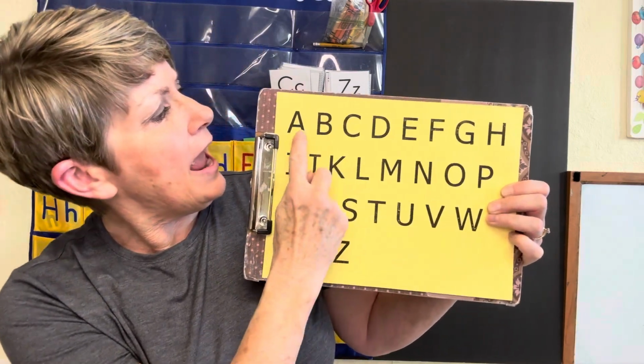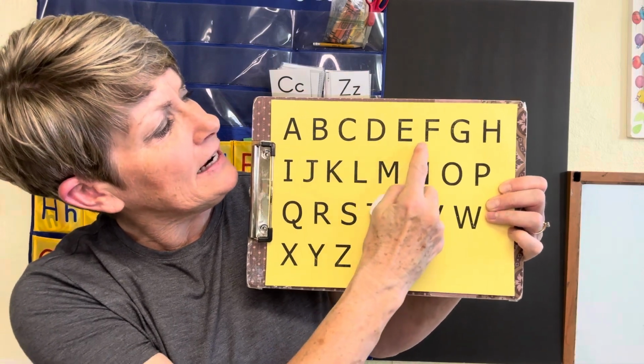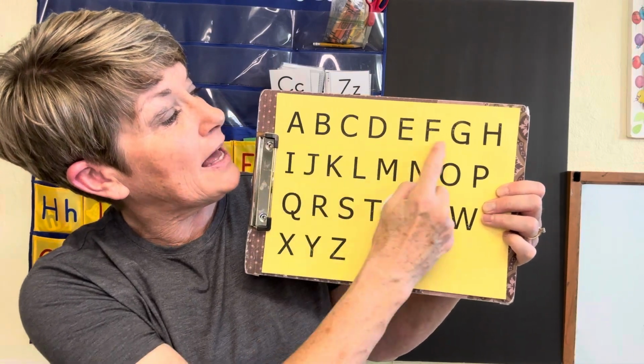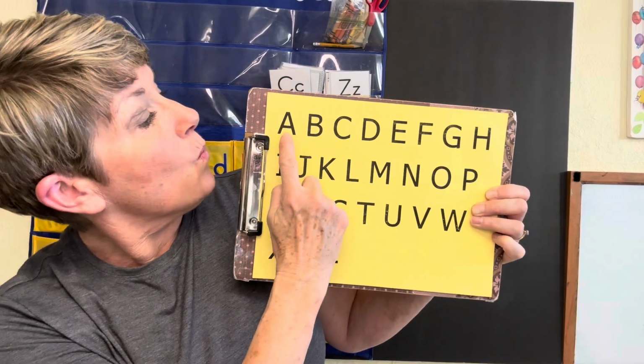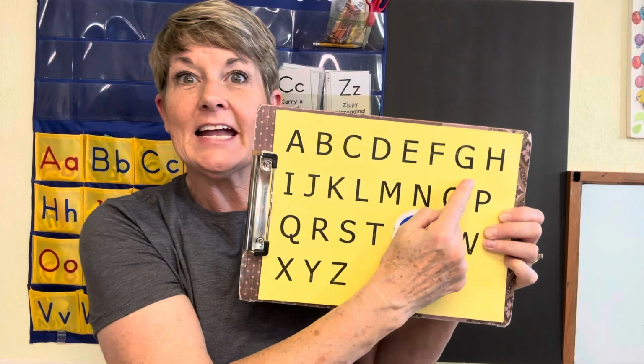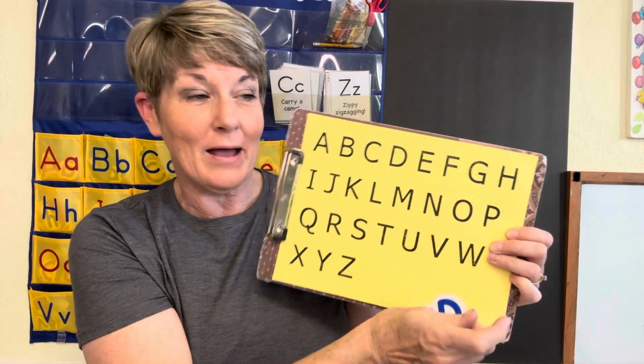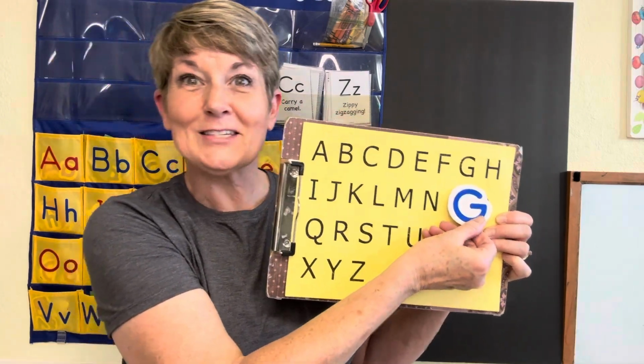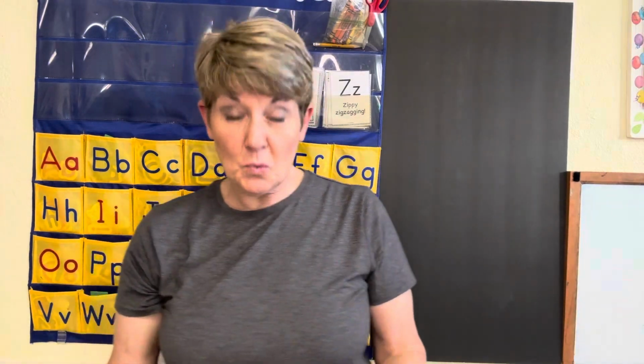We've got A, B, C, D, E, F, G. So we have a few letters before G. Let's count how many. 1, 2, 3, 4, 5, 6. It's the 7th letter of the alphabet, isn't it? Awesome. So it's kind of at the starting. So we're doing really good.